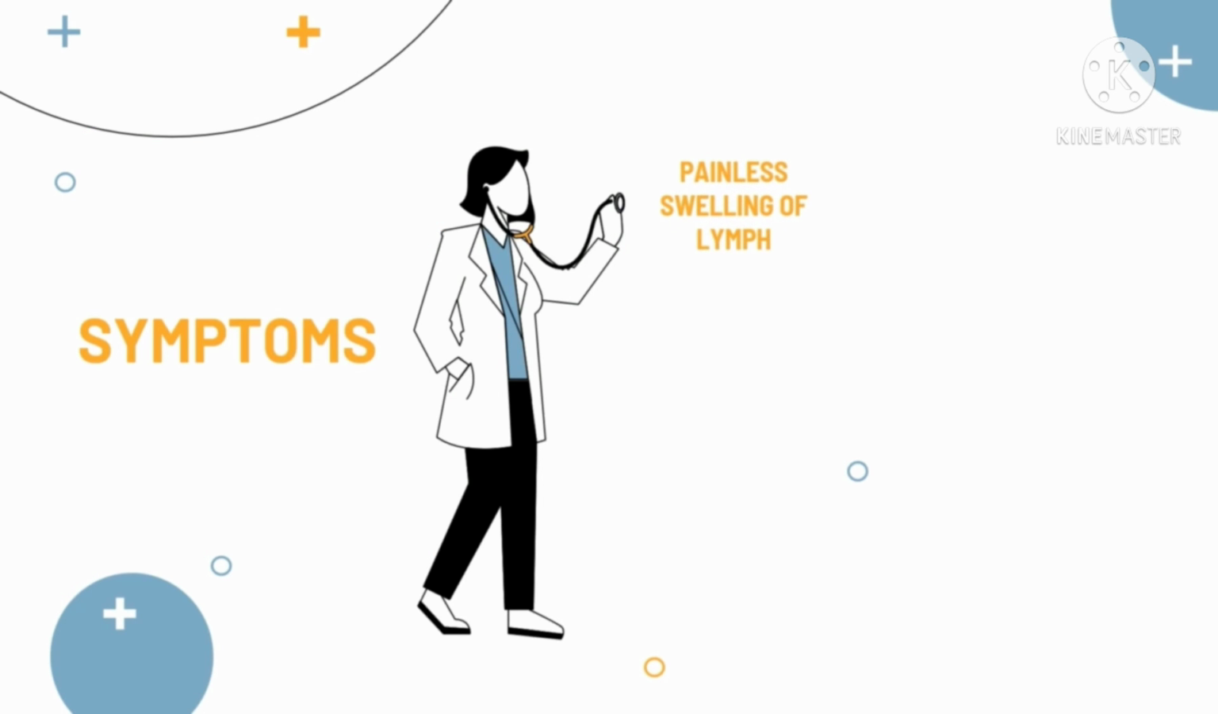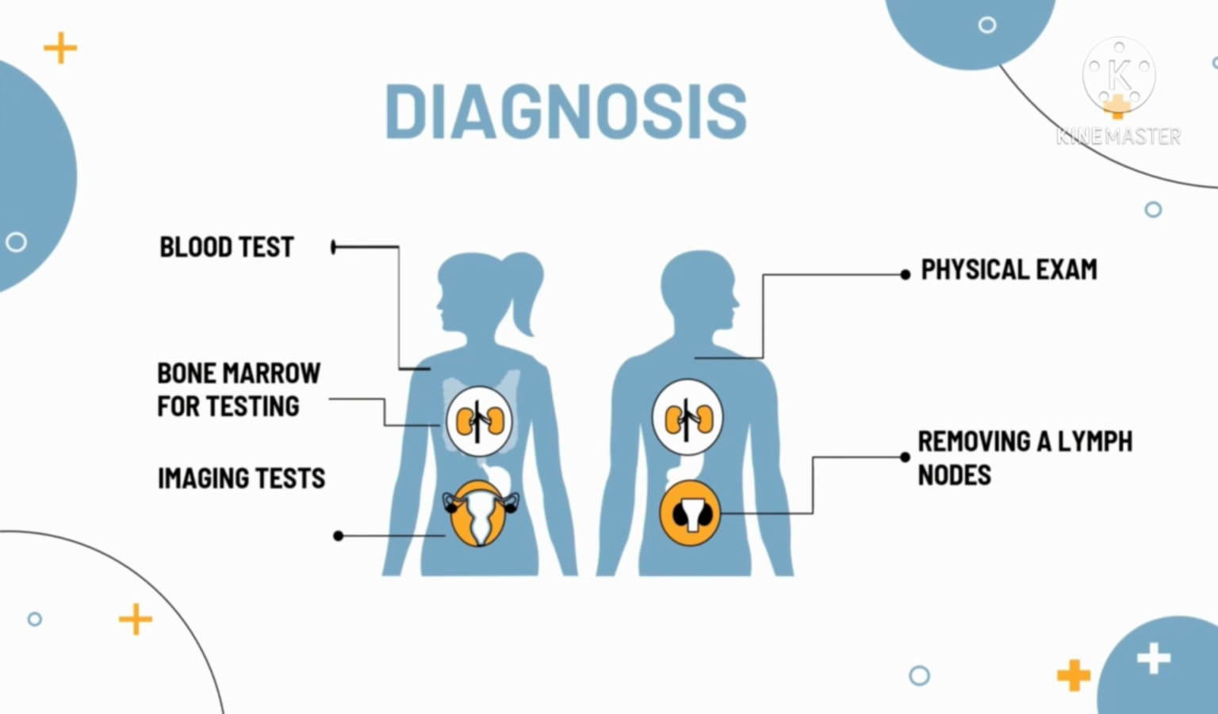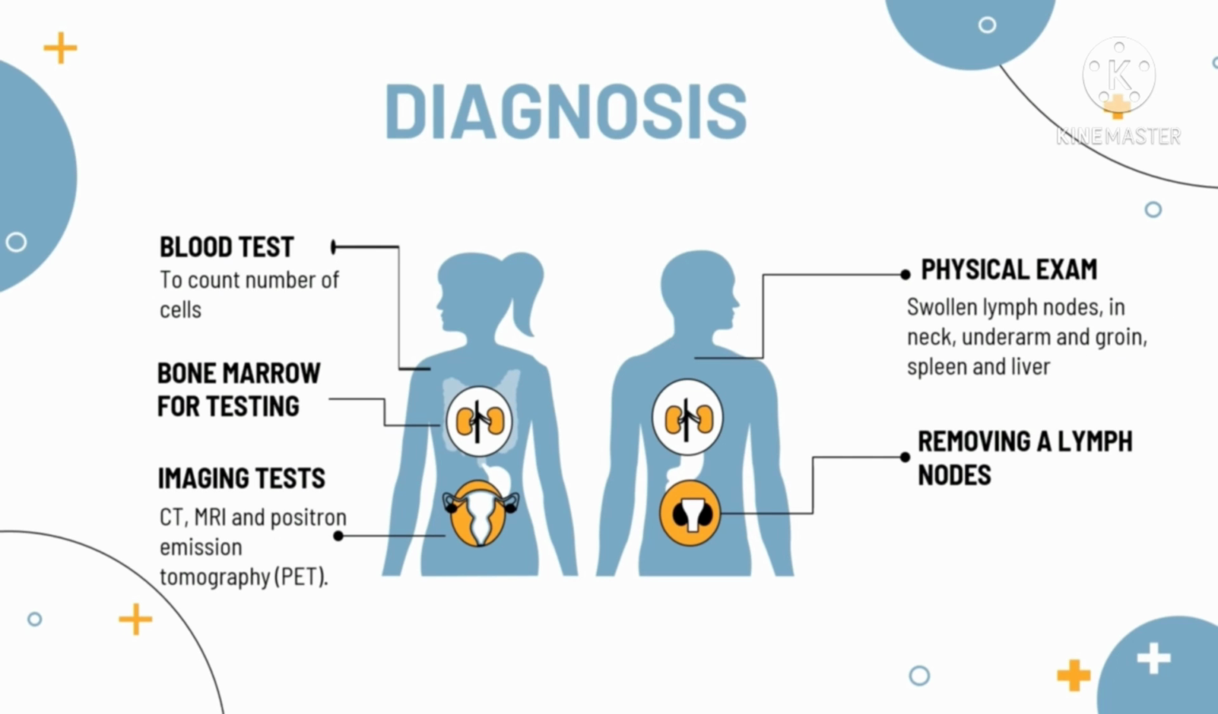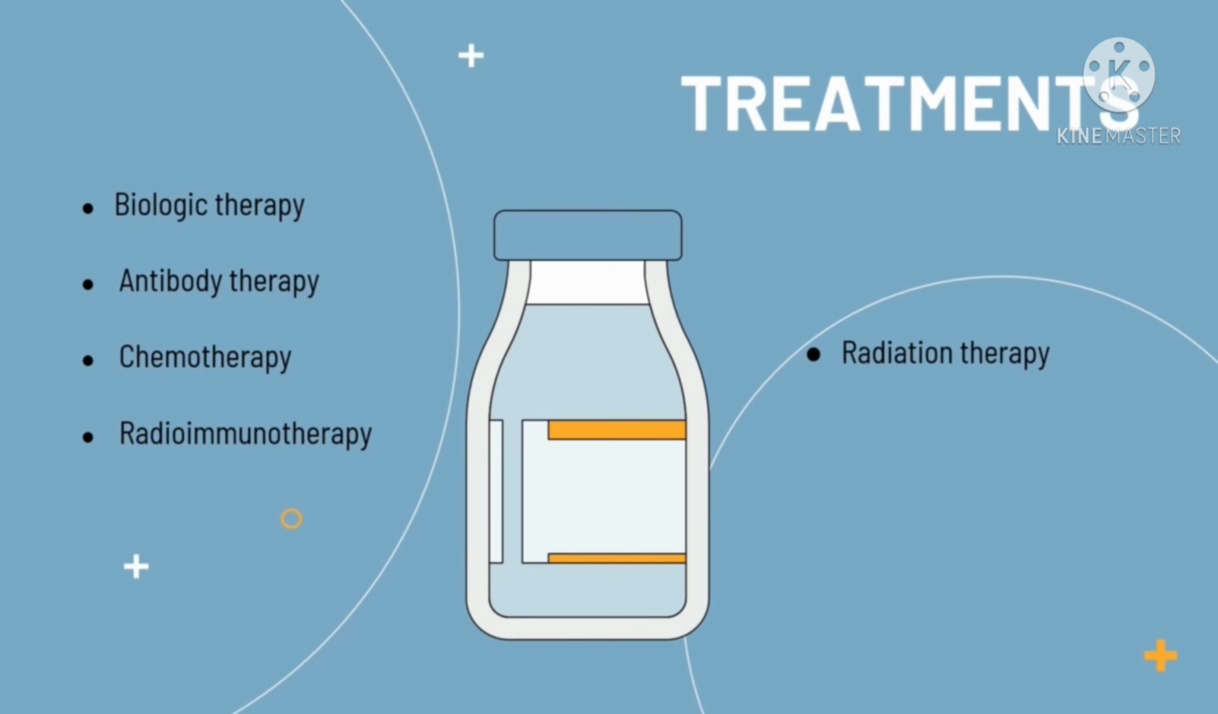There are a few symptoms: painless swelling of lymph nodes, persistent fatigue, unexplained weight loss, itchy skin, fever, shortness of breath, and night sweats. Diagnosis: blood test to count the number of cells, bone marrow testing, imaging tests such as CT, MRI, and positron emission tomography. Physical exam: swollen lymph nodes in the neck, underarm, and groin, and the spleen and liver. Removing a lymph node is a biopsy procedure for laboratory testing. After that, treatments: biologic therapy, antibody therapy, chemotherapy, radioimmunotherapy, radiation therapy, stem cell transplantation, steroids, and surgery.